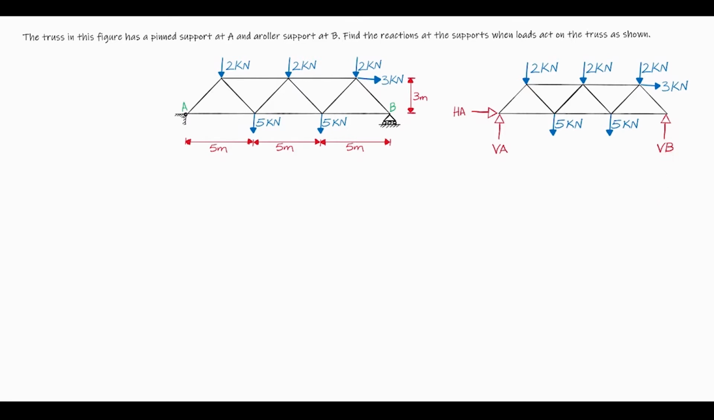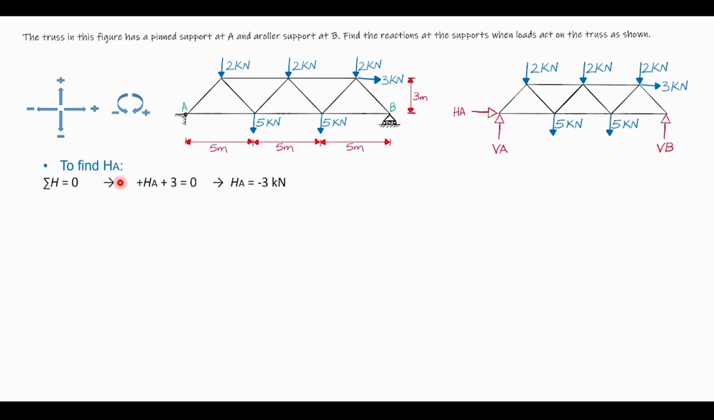Next, we need the notations. To the right, positive. To the left, negative. Upward, positive. Downward, negative. Clockwise, positive. Anti-clockwise, negative. We start the solution by finding HA.